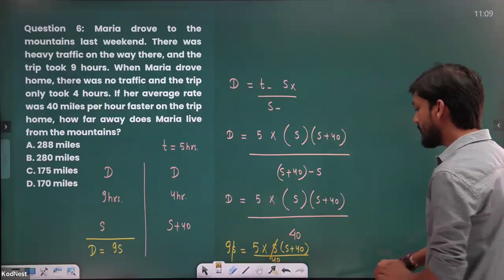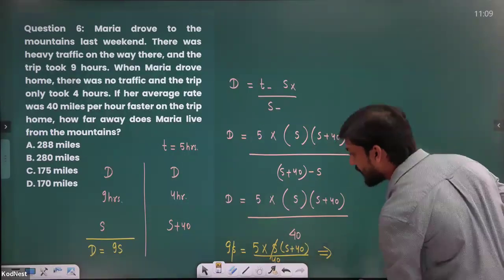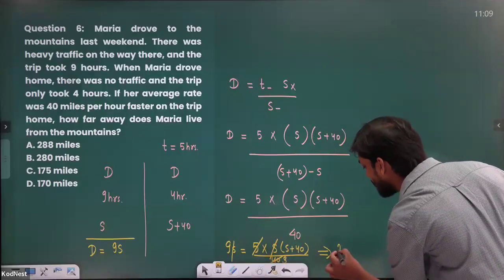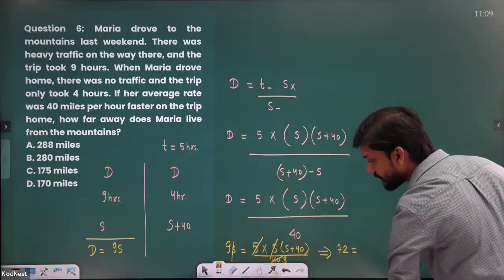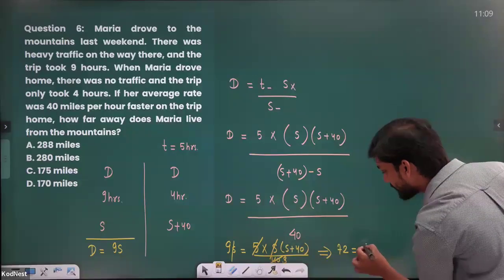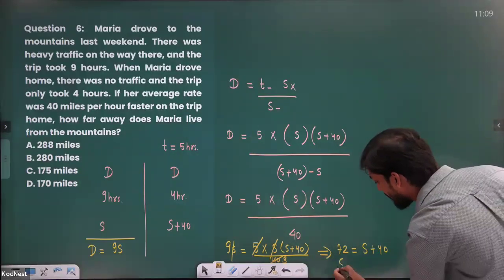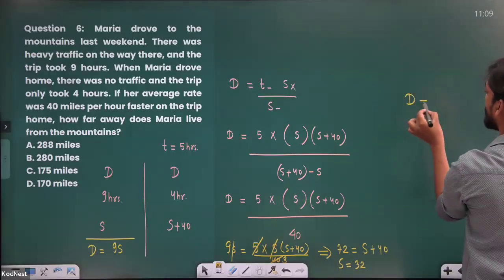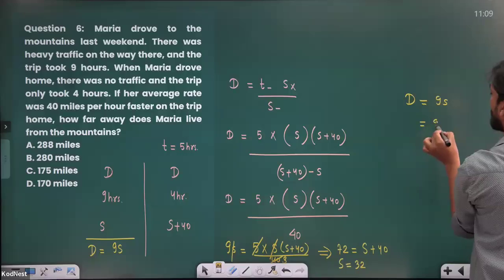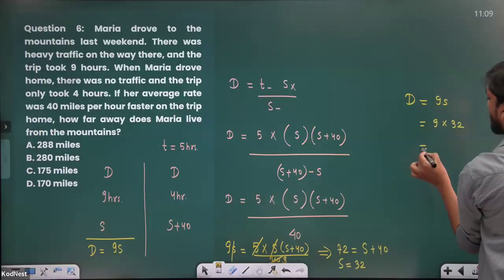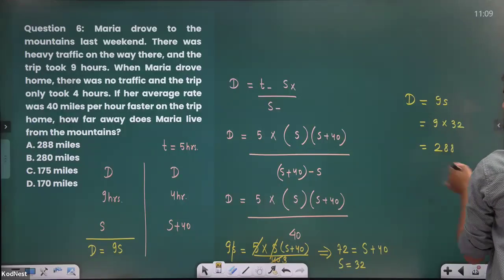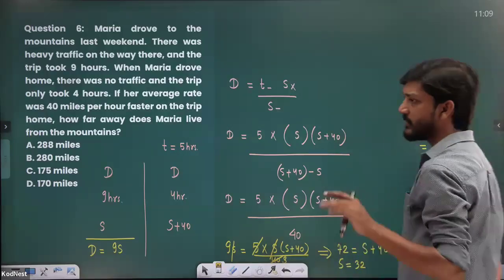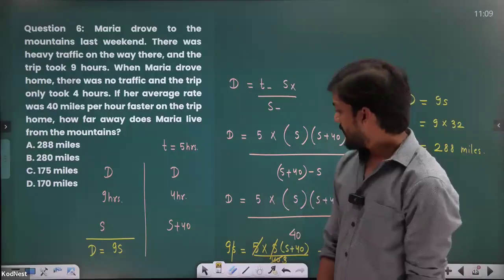Okay, so let me write this. 5 into 1, 5 into 8, so 9 eights are 72. This is cancelled. S plus 40. So S equals 32. That means distance equals 9S, so 32 into 9, that means 288. And because the question is in miles per hour, it will come out to be in miles. This is the first way.